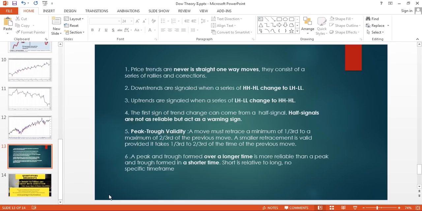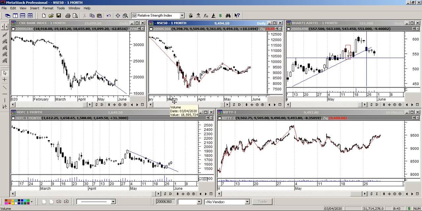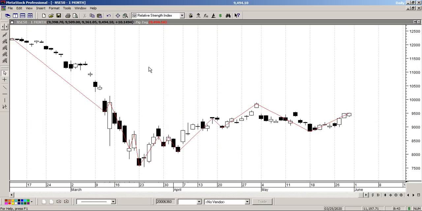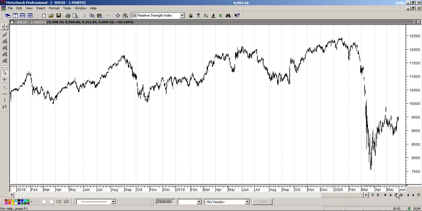Now let us see a chart and see a problem which occurs. I will open the Nifty 50 chart, and what I will do here is forget the current chart. Let us take this place. This is a perfect example.